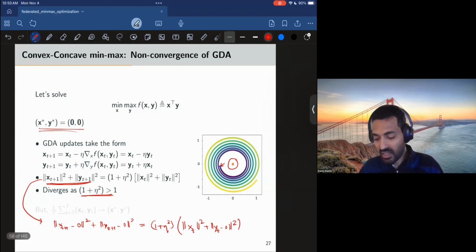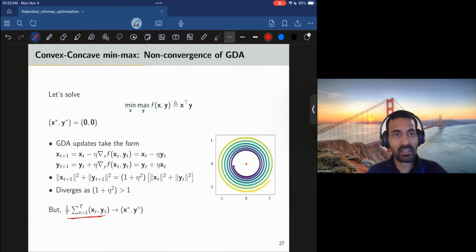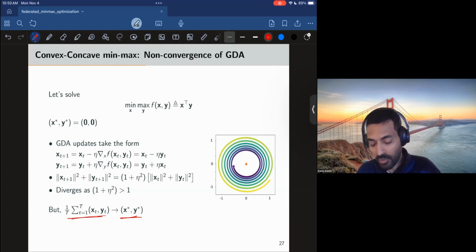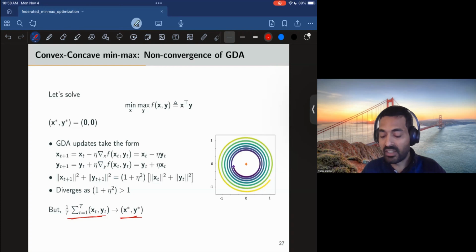Well, another interesting thing is that if we look at the average iterate, like whatever progress our algorithm has made, if we average all the iterates we have seen so far, then that average iterate does indeed converge to the saddle point, but at each time step, it is going far from the solution, right? So because it's spiraling out, on average, the average is going to the saddle point, but the iterates individually are going far and far from the saddle point. So we need an algorithm which brings the iterates back in.